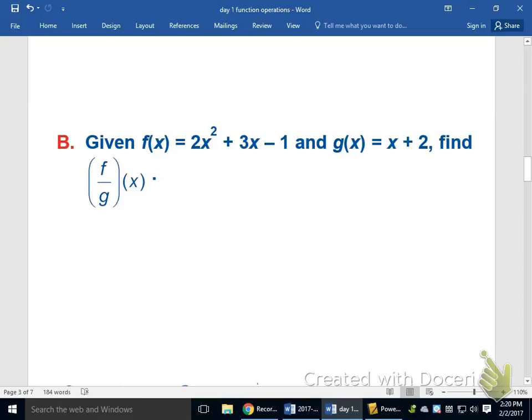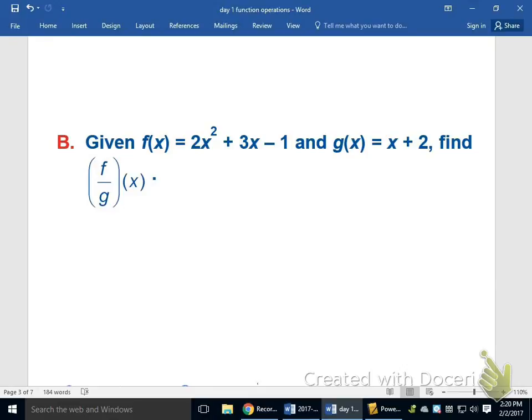Now for division, we're going to touch on it right now since we're talking about function operations. We're not really going to do too much with function division in this unit. That's going to come more later when we start dealing with rational functions, and when we start dealing with polynomials, we'll see a lot of division and you'll see what to do then.